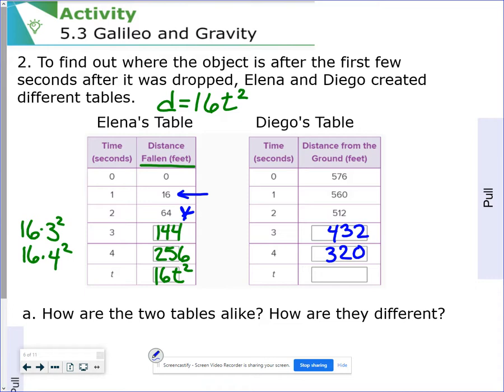So the expression that we would use for Diego's table is really saying, I'm going to take whatever I had from Elena's table, but subtract it from that 576. So it's starting at 576 feet, and I'm going to subtract 16t squared. If I didn't have Elena's table, I could still just substitute in for the time and do that subtraction and get my answer. So I don't have to finish Elena's table up to whatever number I'm using and then do my subtraction. I can just use that new expression that we just wrote.